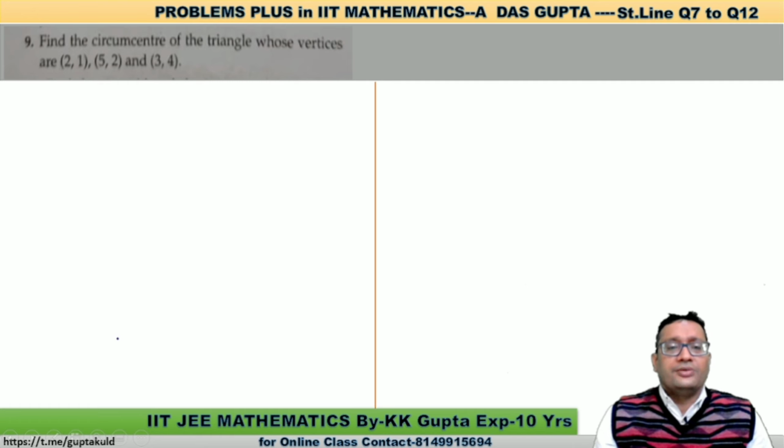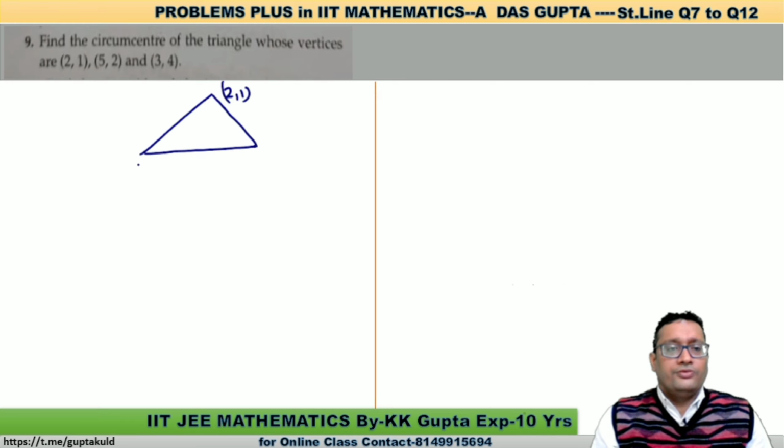Question number 9. Find the circumcenter of the triangle whose vertices are (2, 1), (5, 2) and (3, 4).